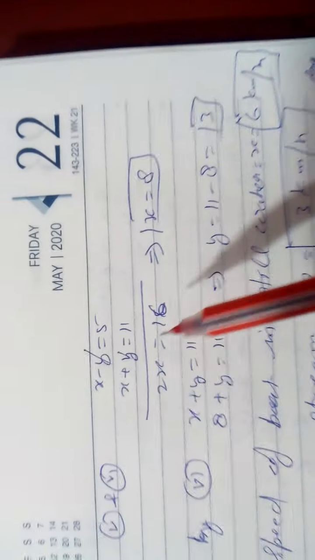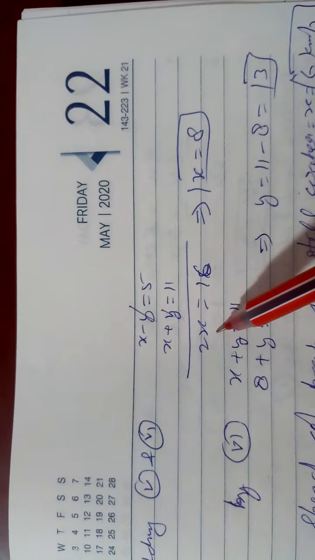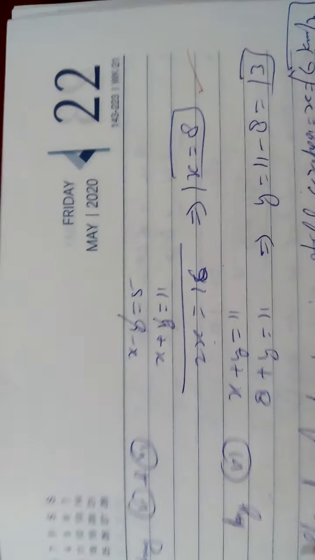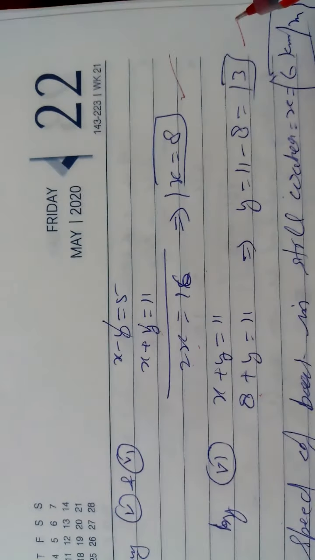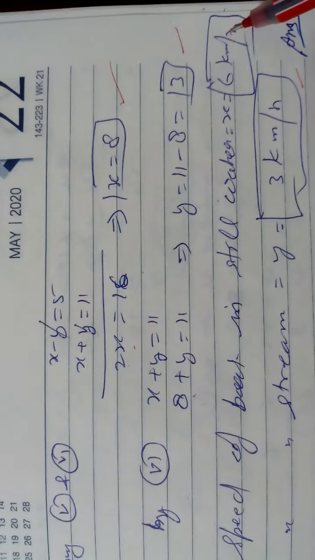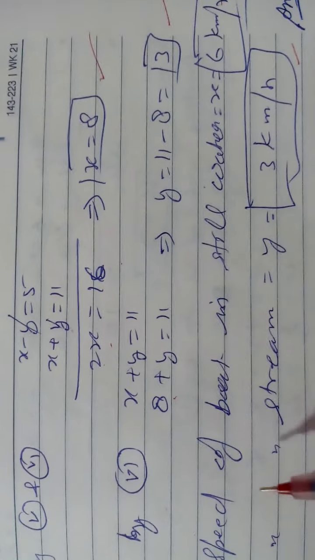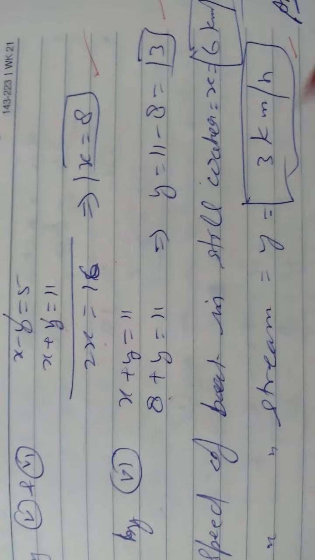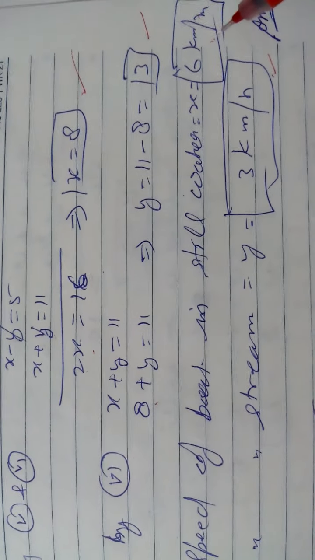Here I am solving by the elimination method, because both have opposite signs and adding cancels y. 2x is equal to 16, then x is 8. By equation number 6, putting the value of x as 8, y you are getting is 3. So y is the speed of the stream and x is the speed of the boat in still water. The stream means the water's speed, so it is equal to the current. So the current speed is 3 km per hour, and the boat's speed without flowing water is 8 km per hour.